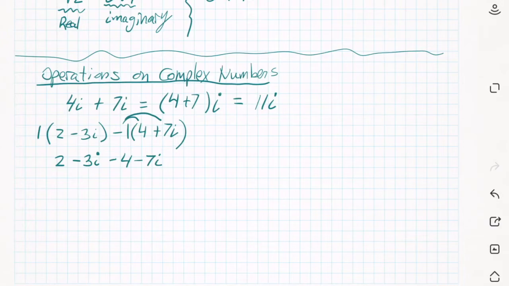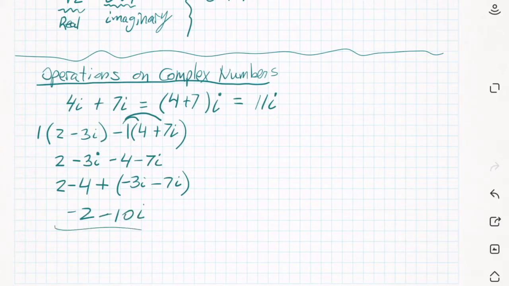And then by the associative property and commutative property and all that fun stuff, we're going to get down to the real part minus the real part, plus, and I'm just emphasizing here, the imaginary part plus the imaginary part. Now this is a step that you would normally do in your head. So you'd get 2 minus 4 is negative 2, and negative 3 plus a negative 7 is negative 10i. So we would get this nice complex number.